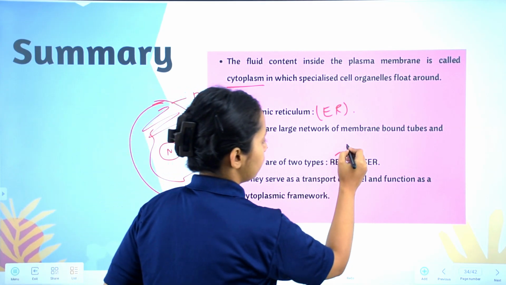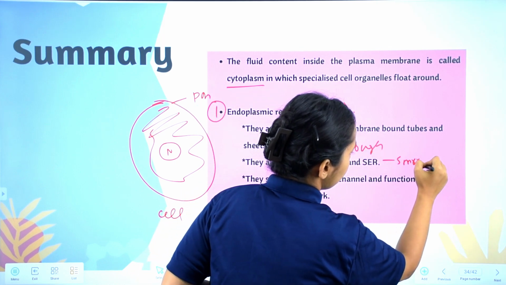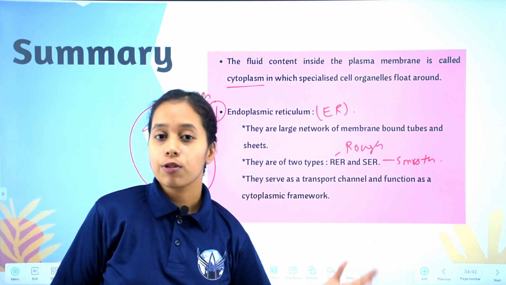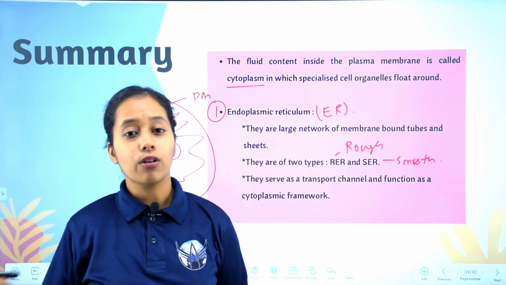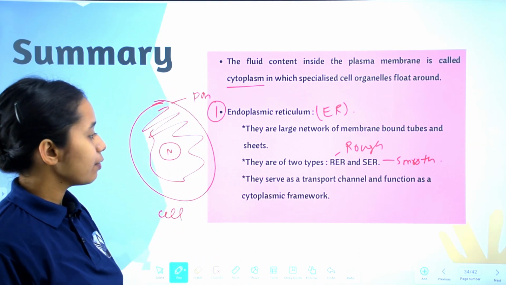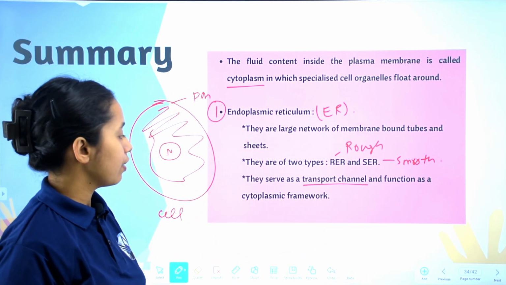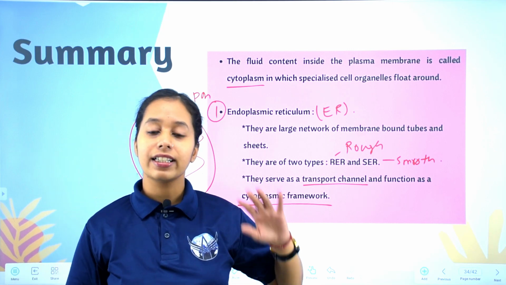R for rough, S for smooth. Why is RER rough? Because of the presence of ribosomes. What do ribosomes make? They make proteins. What does SER make? SER makes lipids or fat molecules. Then we studied that they serve as a transport channel, and they function as the cytoplasmic framework. So this was everything that we studied last class.